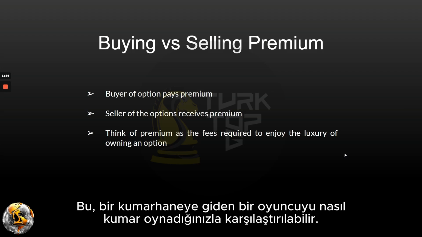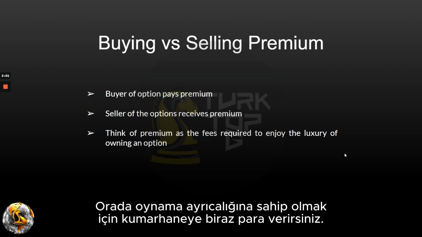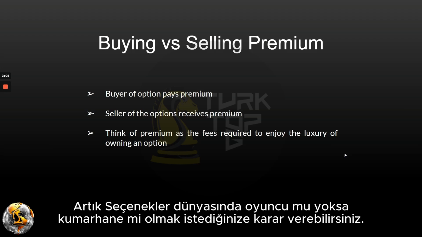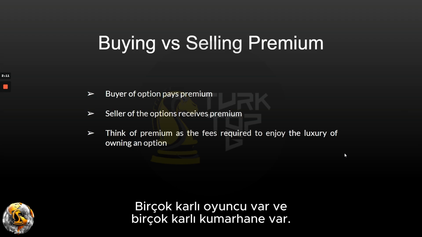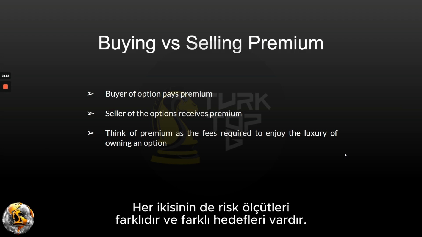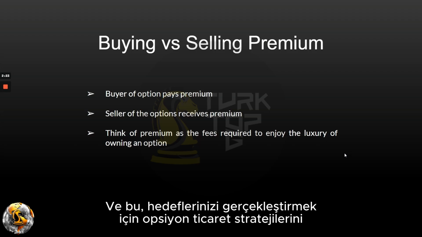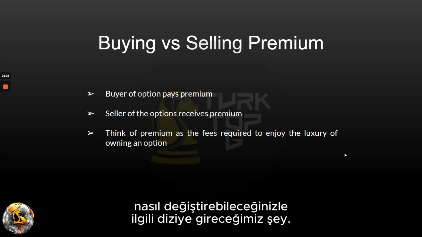This can be compared to how a gambler, a player, goes to a casino. You give the casino some money to have the privilege to play there. Now, in the options world, you can decide if you want to be the player or the casino. There are many profitable players and there are many profitable casinos. The risk metrics of both are different and they have different objectives. And this is what we'll go into in this series: how you can modify options trading strategies to fulfill your objectives.